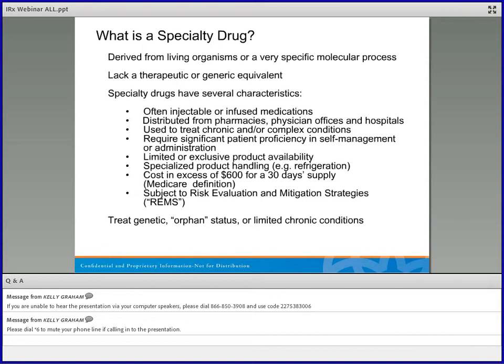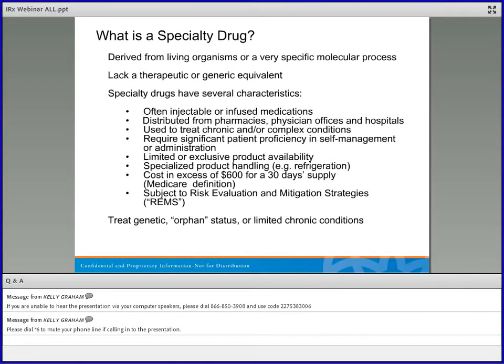I suspect a lot of you will have these specialty drugs in your top 5 or 6 most expensive drugs. What differentiates a lot of these specialty drugs is that they're derived from living organisms. They're grown, as opposed to just being a chemical that's reproduced. So they have a very specific molecular process to them, and they don't really have any generic equivalents since each is individualized and developed. So that's what's going on in the marketplace.